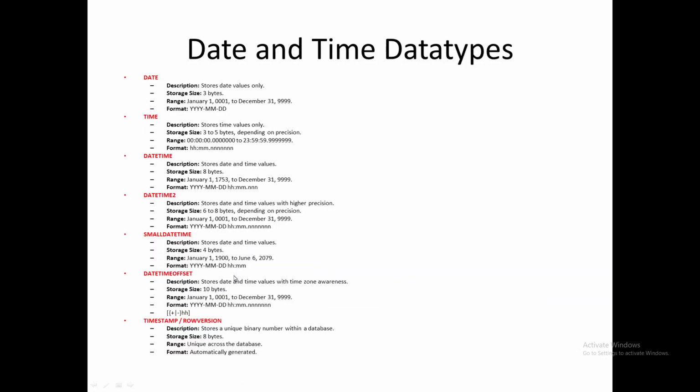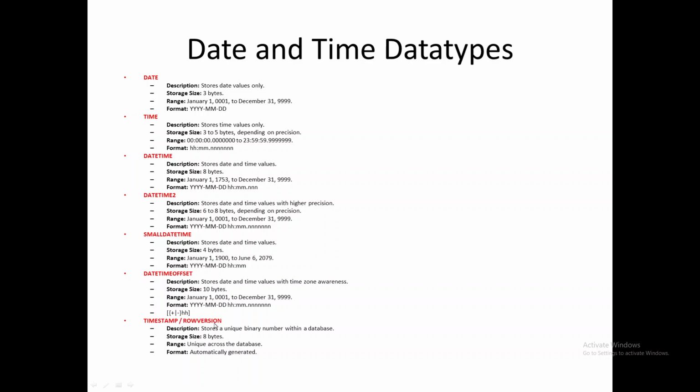Perfect. Next category is basically date and time. In the date and time category we have date, time, datetime2, smalldatetime, datetimeoffset, timestamp, and rowversion. Date is just to store the date only, time just stores the time only, datetime stores date and time values, and datetime2 stores date and time values with higher precision. Then smalldatetime, same thing, stores date and time values. Then datetimeoffset stores the date and time value with time zone awareness. So if you want such kind of format, then you can go with datetimeoffset.